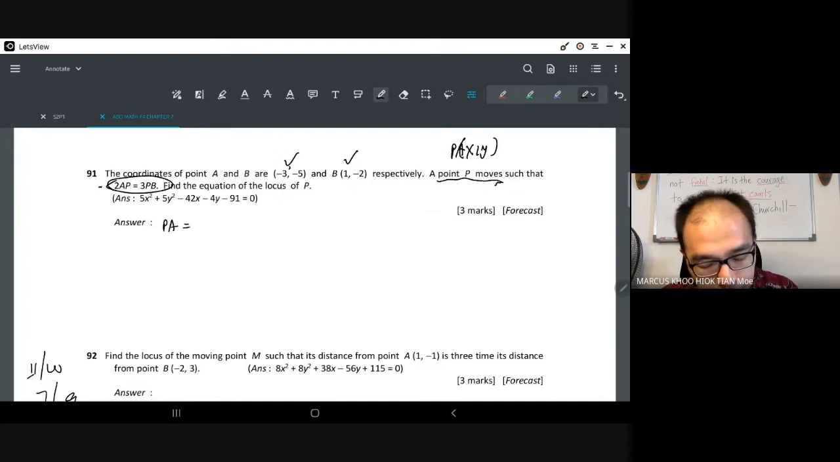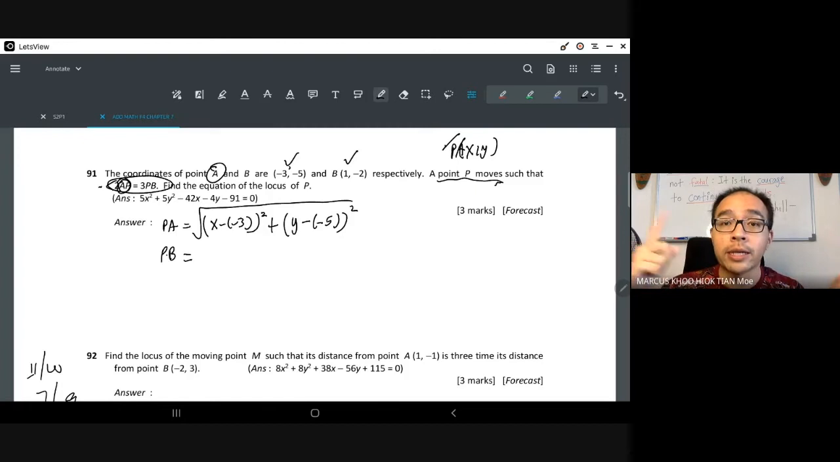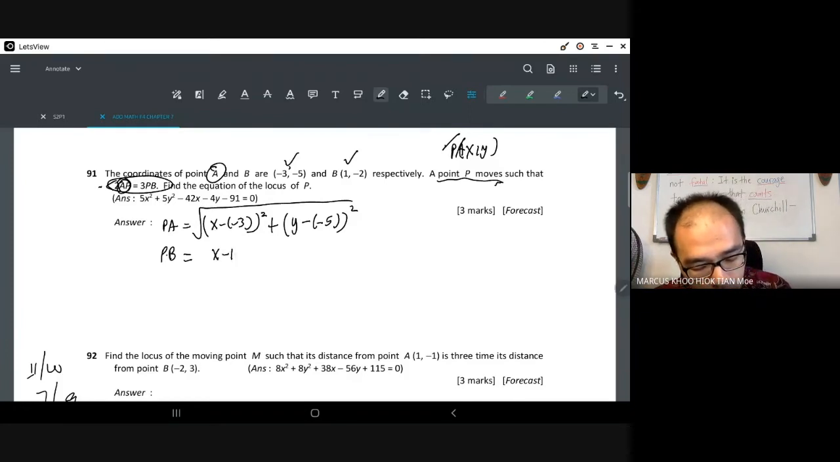So PA. P and A. Okay, so x minus negative 3 squared plus y minus negative 5 squared, square root. PB. Okay guys, I know here it is written AP instead. AP and PB, the distance is the same, since it is the same two points. No problem. Okay, so PB: x minus 1 squared plus y minus negative 2 squared, square root.